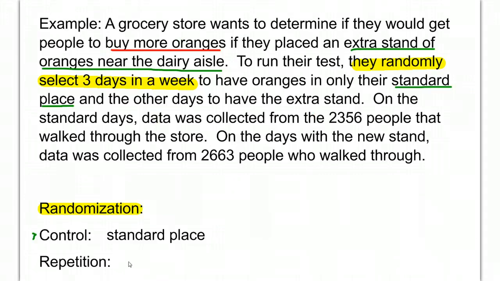Last one is repetition. Couple ways repetition are used here. First one is the days of the week. It says there are 3 random days here, and if it's a week, then there'd be 4 random days for the other group. So the number of different days it's being repeated, instead of only using 1 repeat. Instead of only testing the new stand on 1 day and the old setup on 1 day, they have multiple days where they're repeating this experiment.